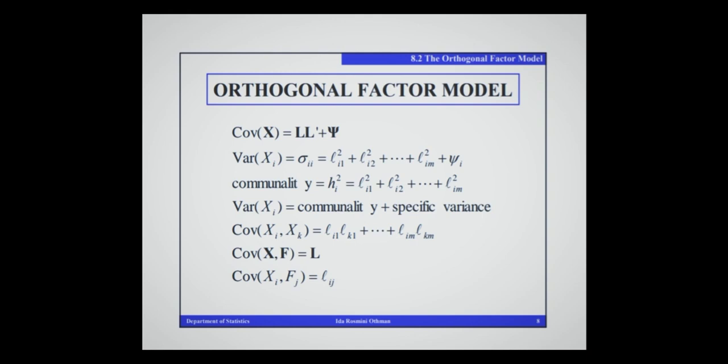And then also know that the covariance between matrix X dan matrix F adalah X factor loading matrix. Okay, so the covariance between the X and F adalah factor loading X element. Okay, dia punya covariance. You boleh bayangkan tak dia punya matrix?